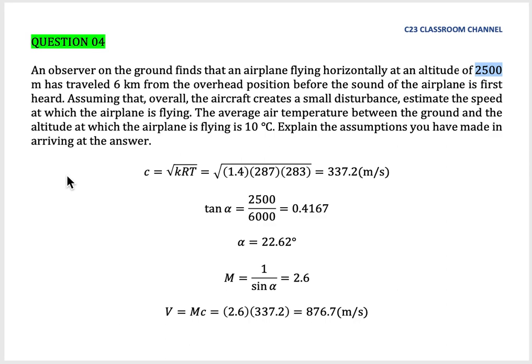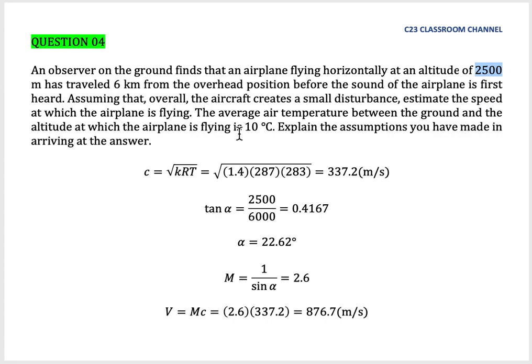The average air temperature between the ground and the altitude at which the airplane is flying is 10 degrees Celsius. Explain the assumption you have made in arriving at the answer. So, from the question, we know that the altitude is 2500 meters and it has traveled 6 kilometers.